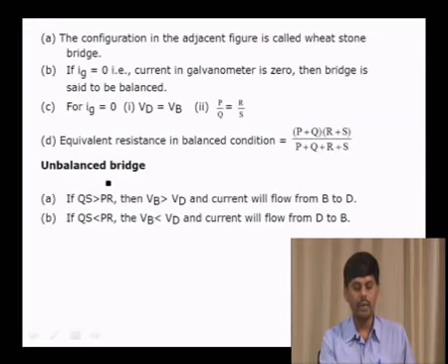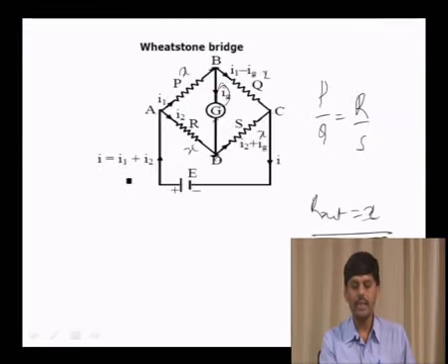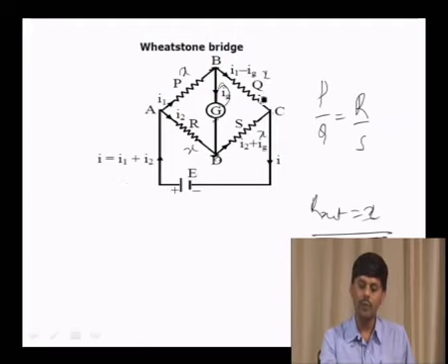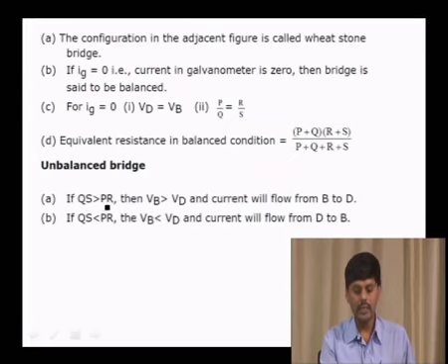Suppose the bridge is not balanced. See, this is the value of Q, this is the value of S. If you multiply these two, one thing, and multiply these two, the second thing, you observe this. If QS is greater than PR, then VB is greater than VD, and the current will flow from B to D. The second one is, if QS is less than PR, then VB is less than VD, then the current flows from D to B.